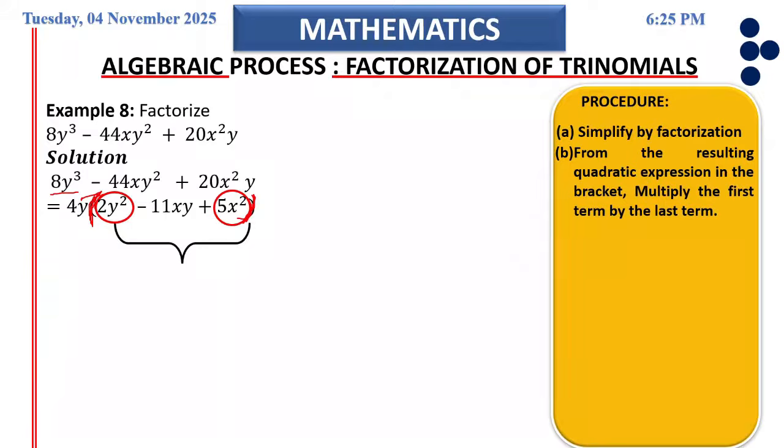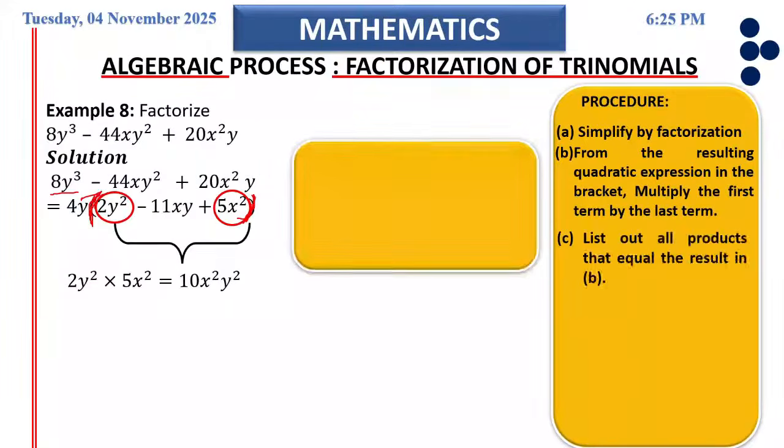Okay, so we multiply the two values. If you multiply it, it gives you 10x squared y squared. As usual, let's go to our board to sort it out. We need two values that will give us 10x squared y squared. Yes, 2xy times 5xy.